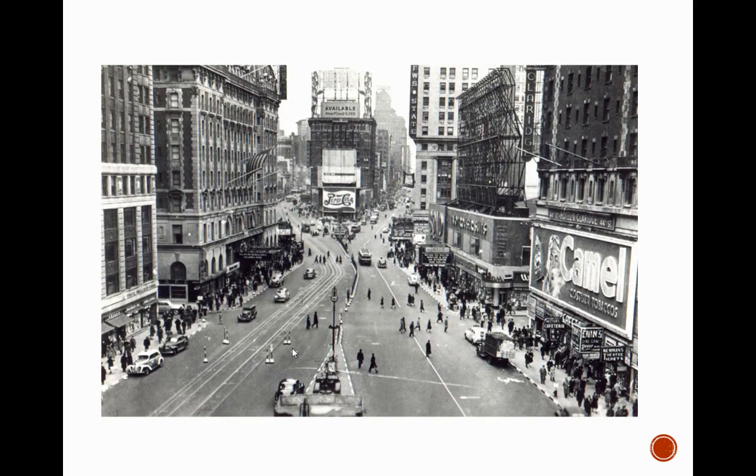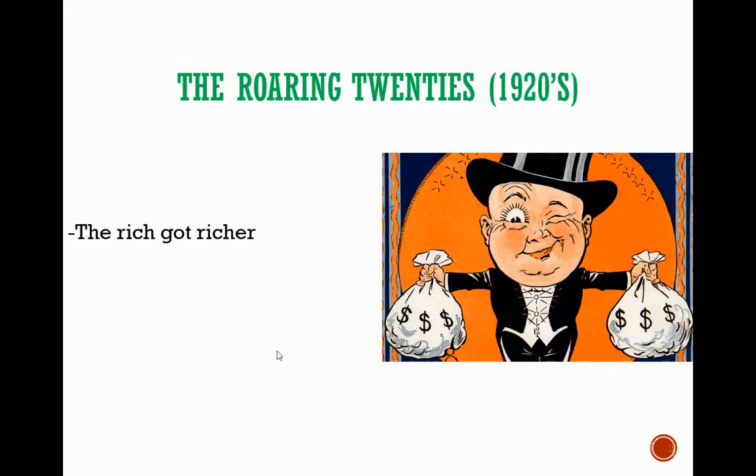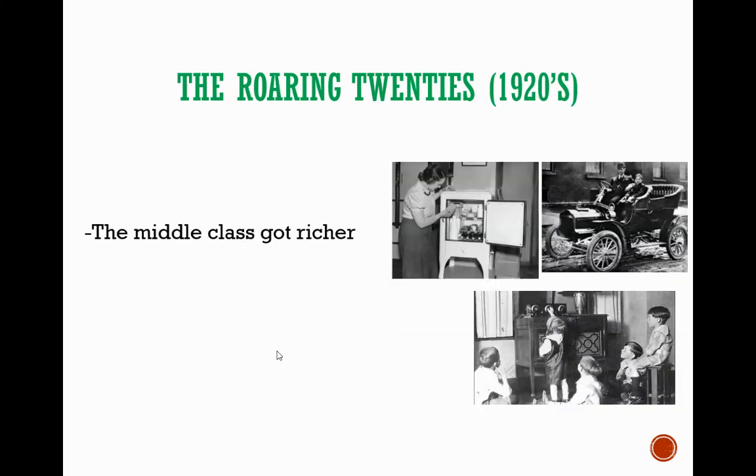Okay, this is New York. All right, so you know this location. This is Times Square in the 1920s. All right, so it looks a little bit different, but essentially the same thing. So we see the birth of Times Square. And during this time, the rich got richer. The middle class also got richer.